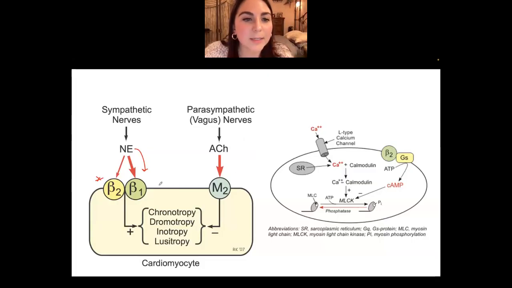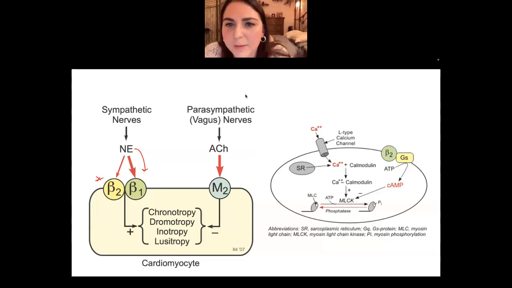If I were to bind the beta 1s with norepinephrine, I would have positive chronotropy, dromotropy, inotropy, lusitropy. Chronotropy, contractility... I don't remember. I know I have them in the little note section at the bottom. Inotropy is the strength of the contraction, how intensely it's contracting. Lusitropy, I think, is how intensely it's relaxing. It's in the notes, not that important. But notice that if you stimulate the M2s, it's going to inhibit these effects. So the nervous system plays on what it wants the heart to do.